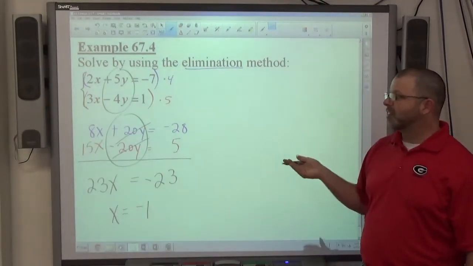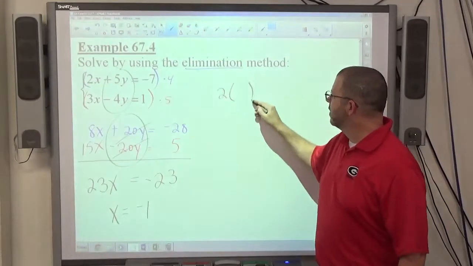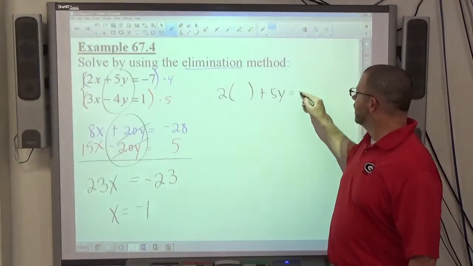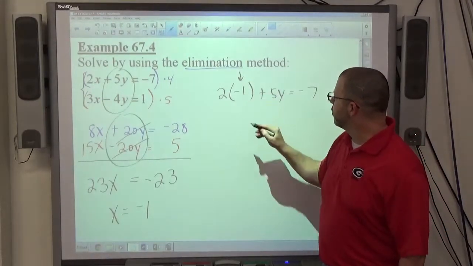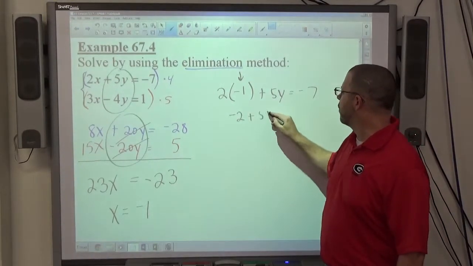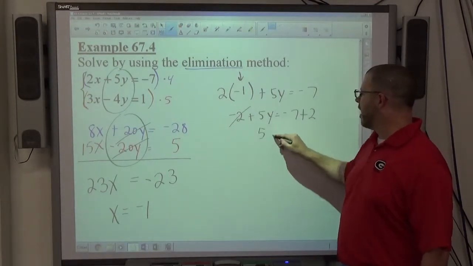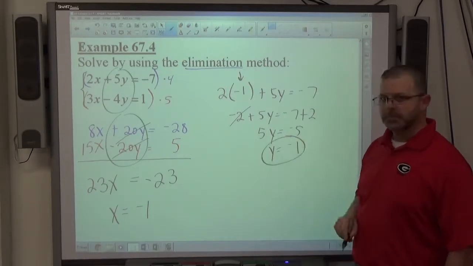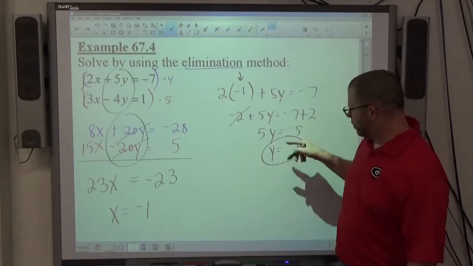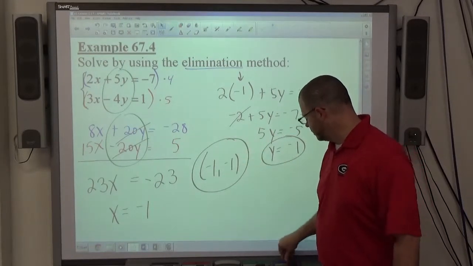Once we know the value of x, I go back to any equation. I like the top equation the best. 2x plus 5y is equal to negative 7. I'm going to put x right there. Negative 1 goes there. So negative 2 plus 5y is equal to negative 7. Move the 2 over. 5y is equal to negative 5. So y is equal to negative 1. And the correct answer then, negative 1 for x, negative 1 for y.